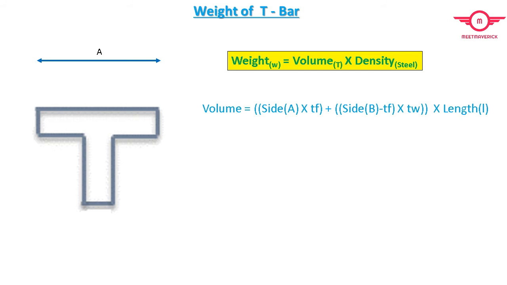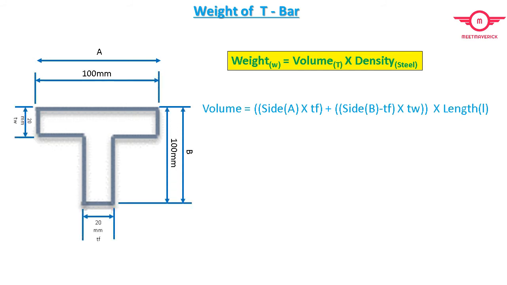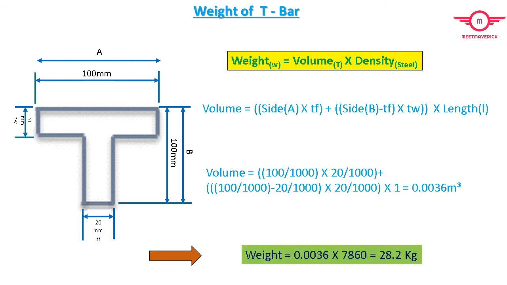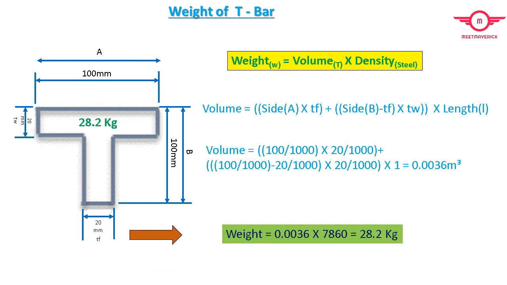So if we take an example of a T bar, having side A of 100 mm and side B of 100 mm, and TF is 20 and TW is also 20, and total length of the bar is 1000 mm. So the calculation is like 100 upon 1000 into 20 upon 1000, plus (100 upon 1000 minus 20 upon 1000) into 20 by 1000, into 1, is equal to 0.0036 meter cube. So weight is 0.0036 into 7860, which is equal to 28.2 kg for the T bar.